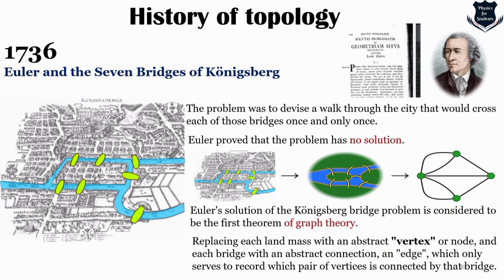In modern terms, as of today, one replaces each landmass with a vertex or node and each bridge with an abstract connection or edge. This actually resulted in the birth of graph theory as well as topology. This seven bridge problem, which Euler found has no solution, is the birth of topology and graph theory.